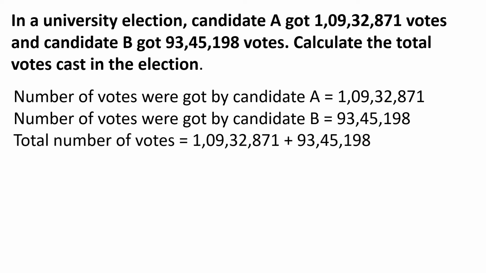It means total number of votes equals 1,09,32,871 plus 93,45,198. Let us add them. You will get 2,02,78,069. These are the total votes cast in the election.